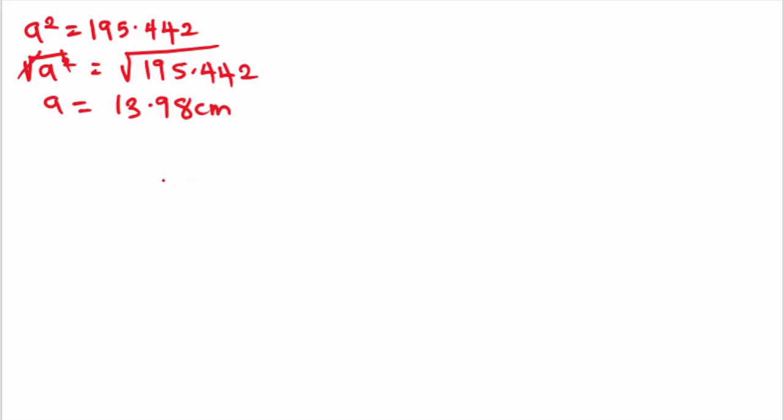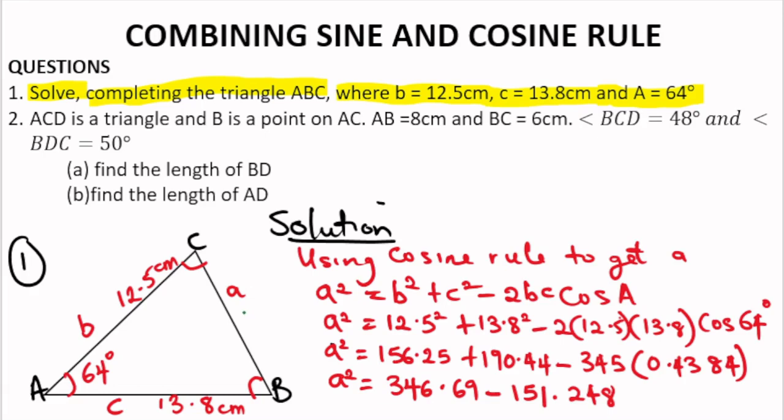Now this is the value for small letter a. We can actually input that in our triangle, 13.98 centimeter. So now we've gotten the side a, we have to get angle C and B. So looking for angle C or B, we can use the sine rule here because angle A and side a are complete. So we can use any of the sides to find angle C or B respectively. So now we're going to be using the sine rule to get angle C first.